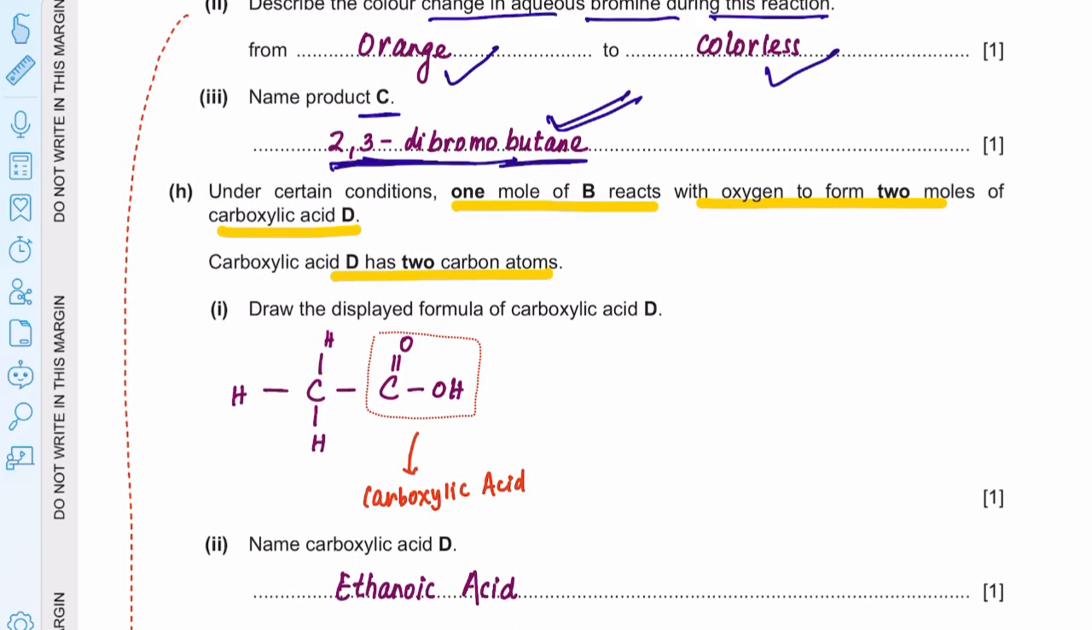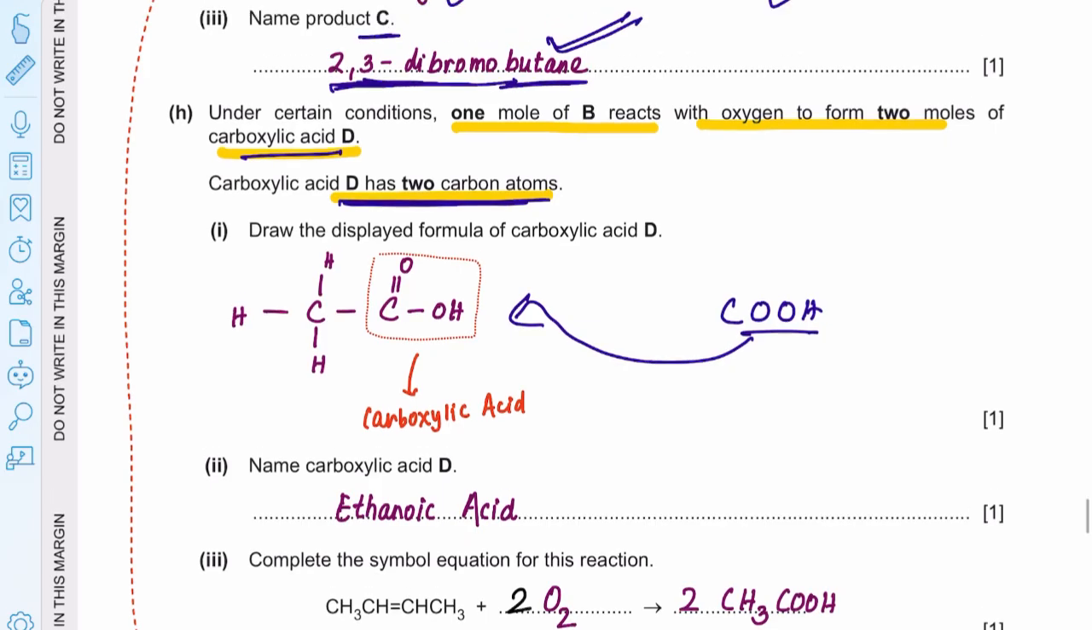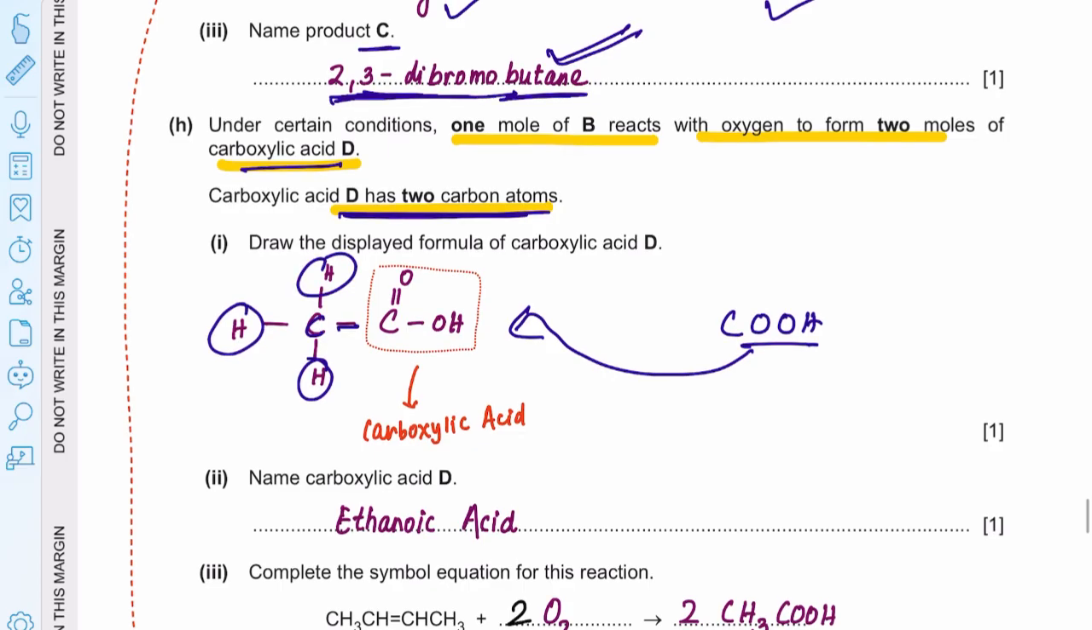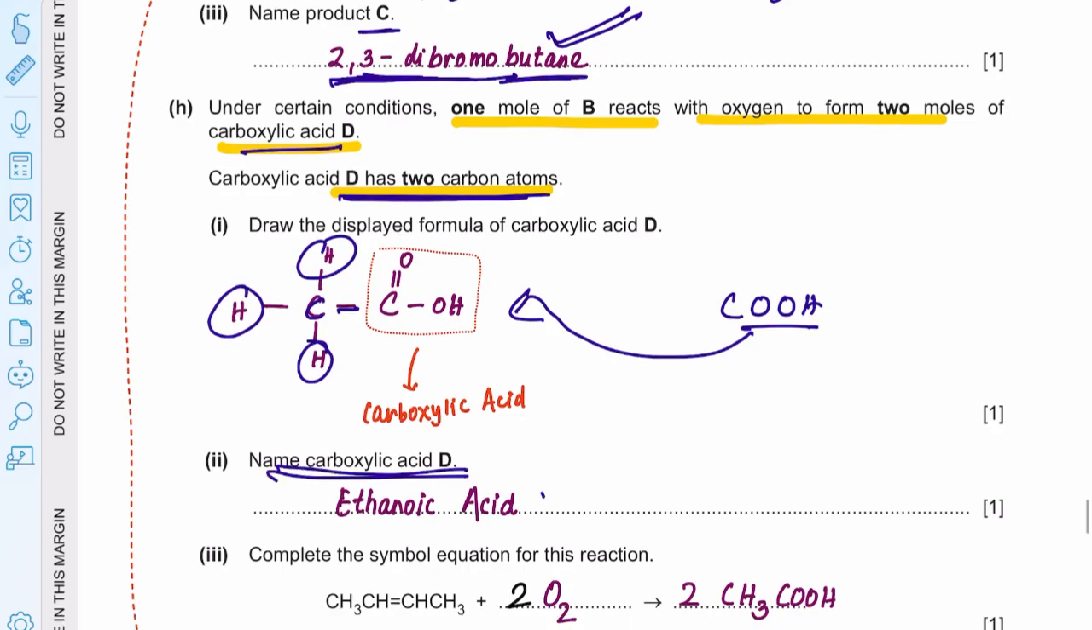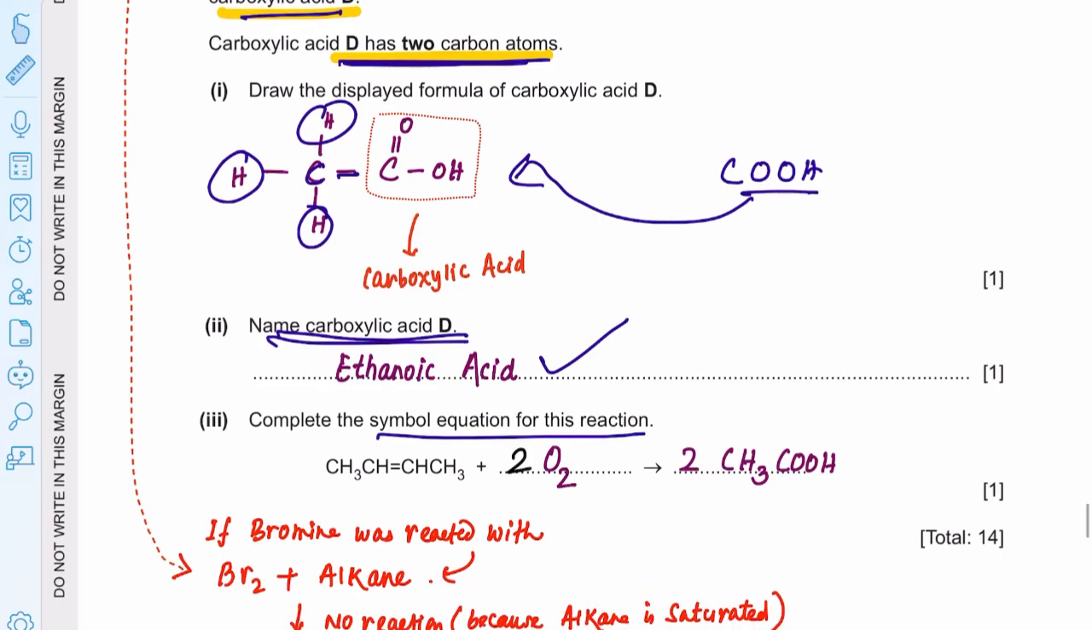Under certain conditions, 1 mole of B reacts with oxygen to form 2 moles of carboxylic acids. Carboxylic acid D has 2 carbon atoms. Display it. Carboxylic acid means you should know this is COOH, and this is how the remaining part looks, showing like this. C double bond O, this is OH. This is known as carboxylic acids, and we have 2 carbons in this case. So 2 carbons, this is H like this. Name the carboxylic acid. This is known as ethanoic acid. The name of this will be ethanoic acid, CH3COOH. Complete the symbol equation for this reaction.